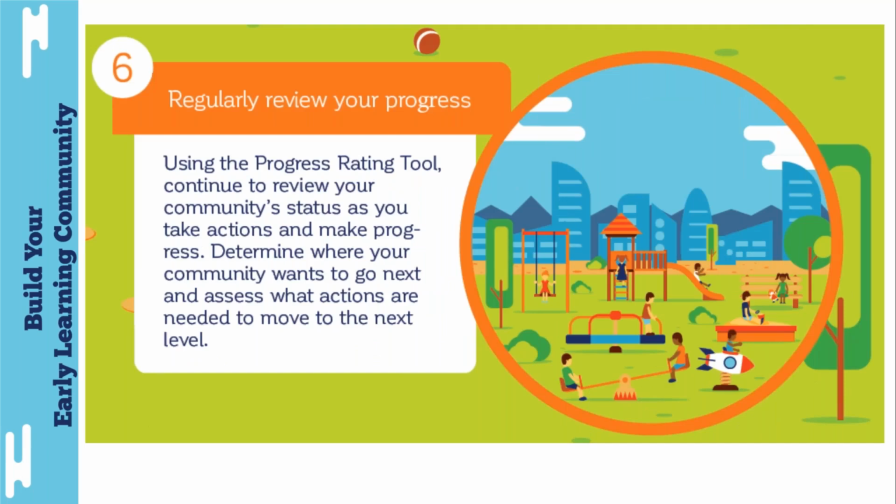And the 6th step is to regularly review your progress. So going back to the progress rating tool to see whether your level has improved, or even just going back to your action plan to check some things off as completed and add some new ones. That might be an annual process.